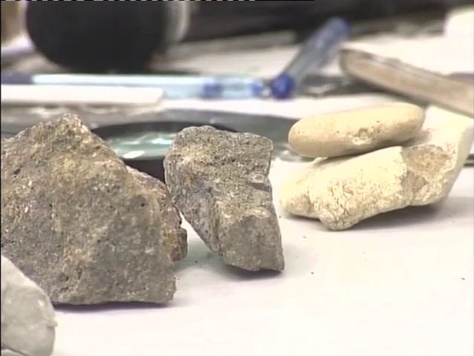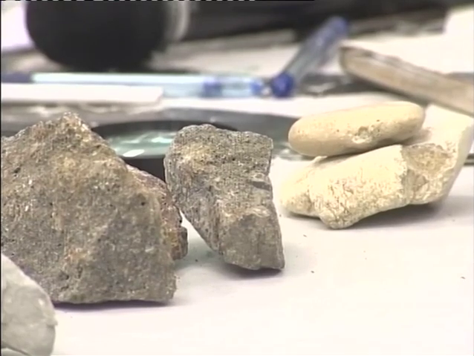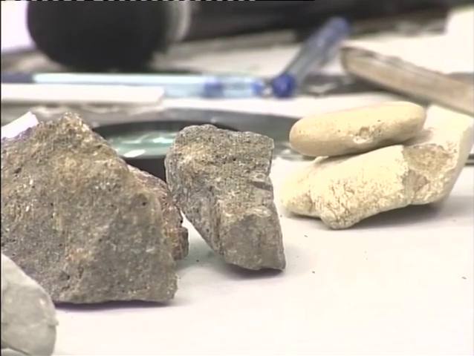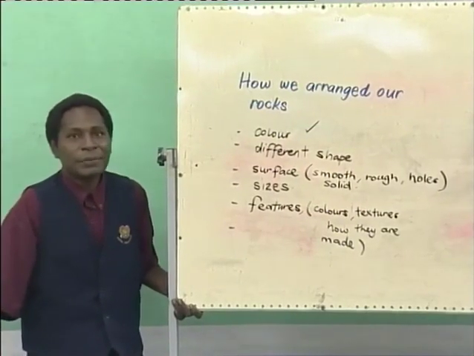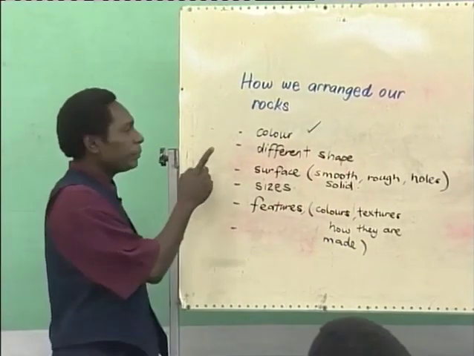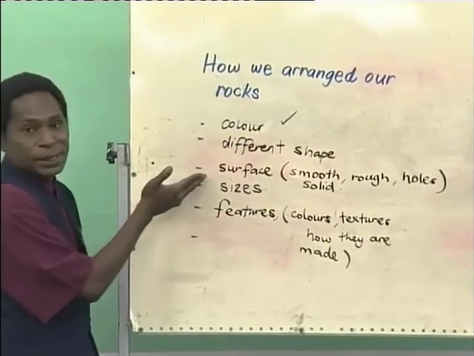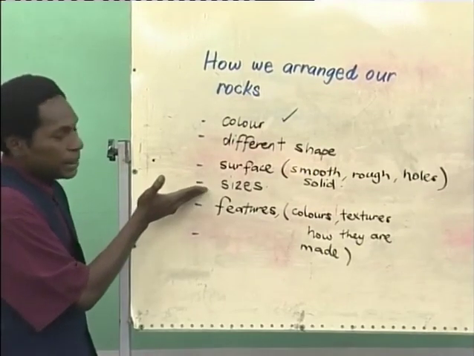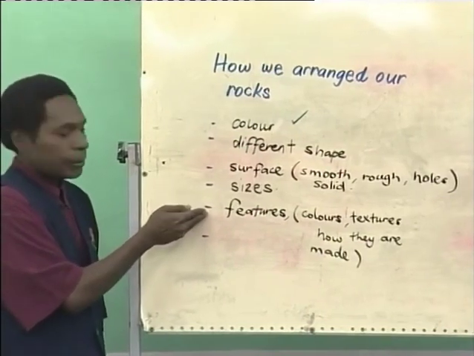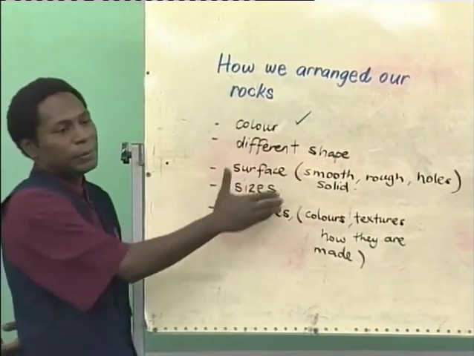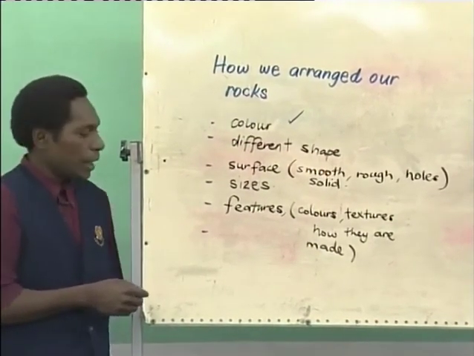Right, you can see there are different types of rocks. The receiving students on the screen can see the students here in the model class have grouped their rocks according to their colors, their different shapes. We have the colors there, different shapes, the surface, the sizes, big rocks, smaller rocks, and of course the different features. These are all features according to which they have grouped their rocks.